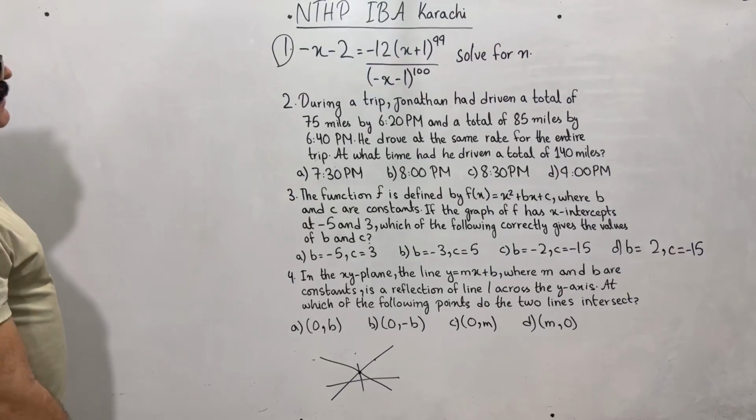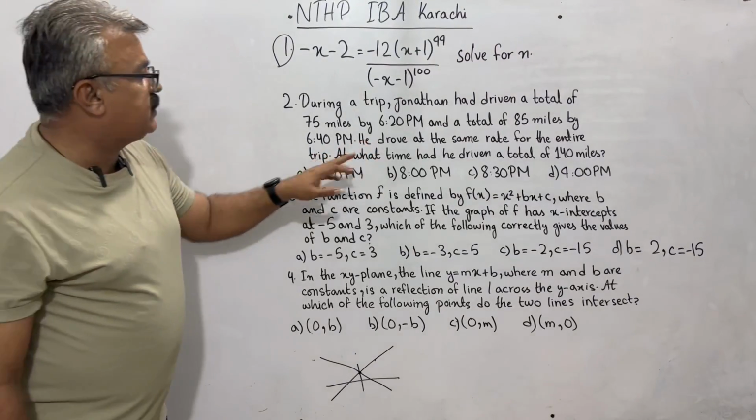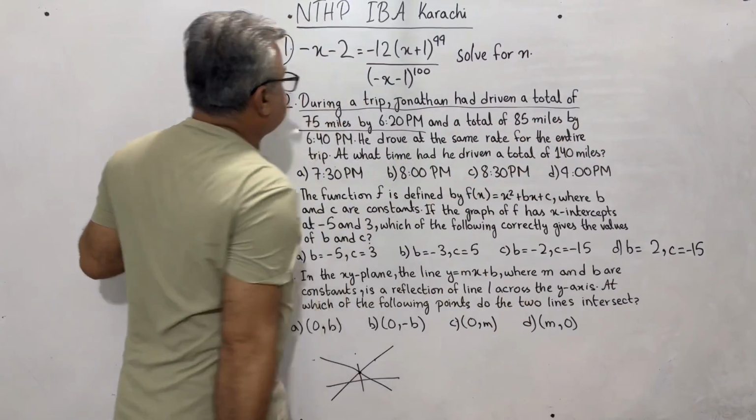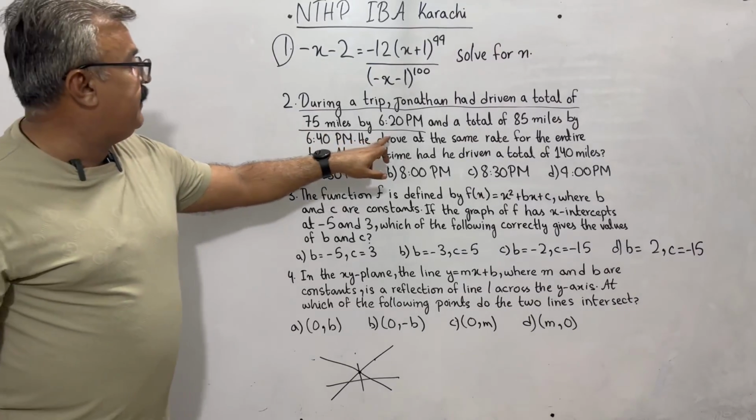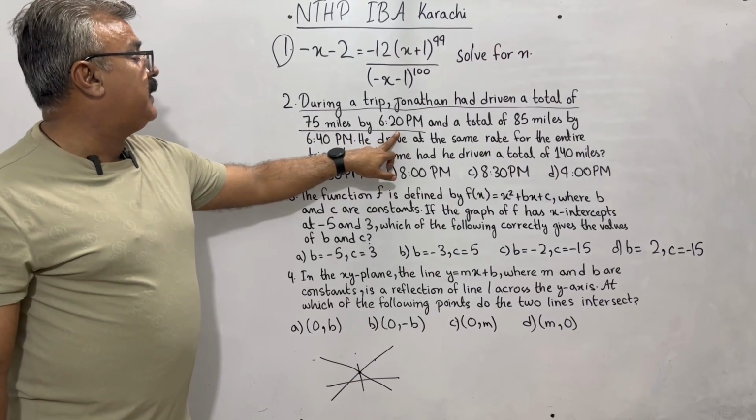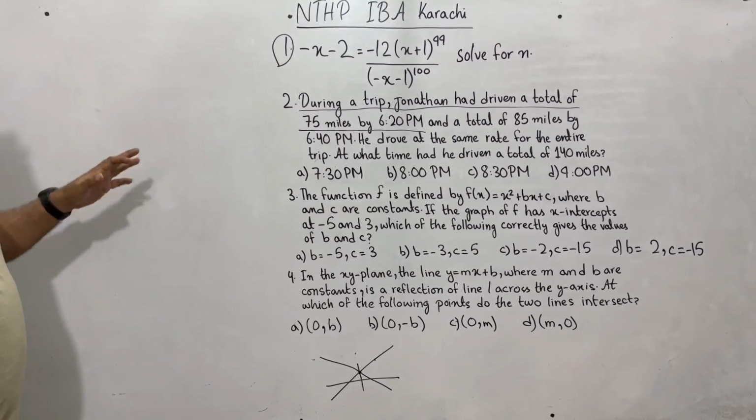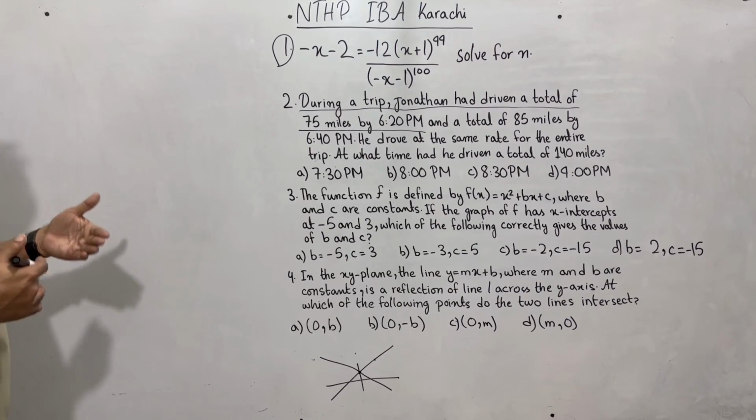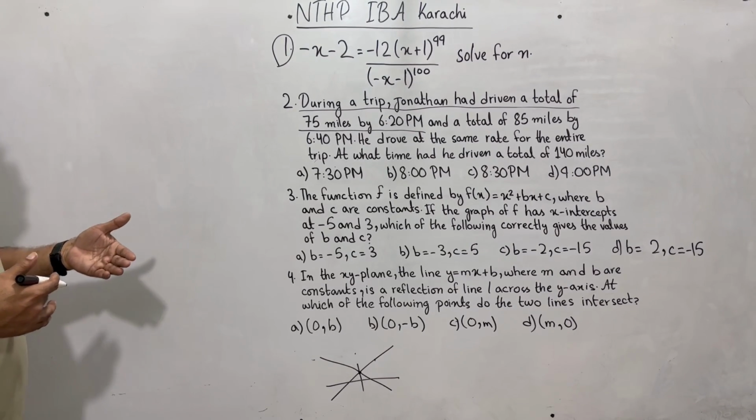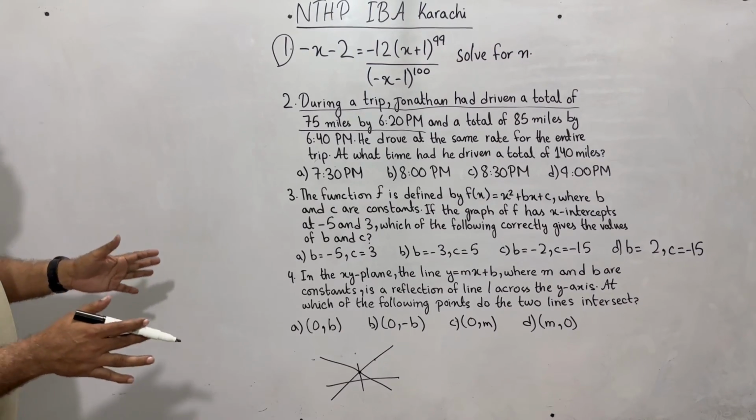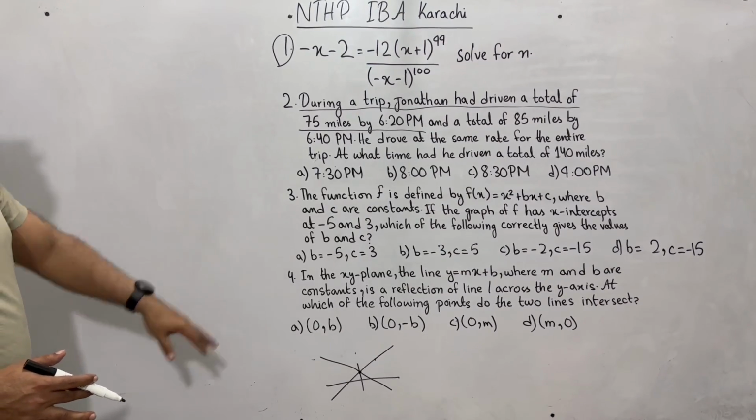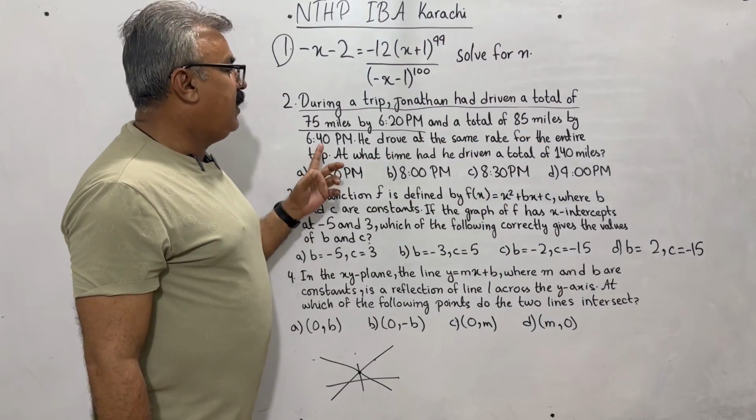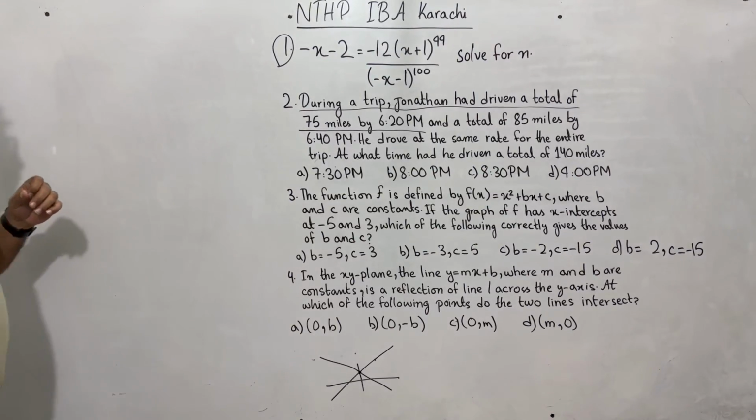During a trip, Jonathan had driven a total of 75 miles by 6:20 p.m. Up till here, we have been given nothing except the time. By 20 past 6, he has traveled 75 miles. We are almost blank, surprised. We have nothing to deal with. This distance, velocity, is just a googly type. First line. Second line works wonder. And a total of 85 miles by 6:40. From this, we can do something.